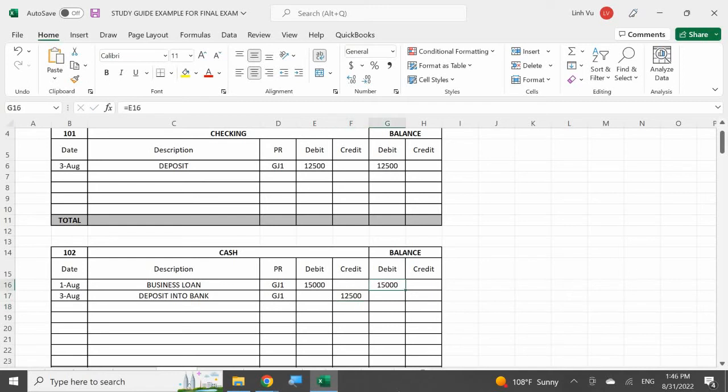So what's my account balance going to be now in my cash account? $2,500. Right? So in this case, formula, right? Whichever one that you use, whether you use Excel or not, we're going to subtract 12,500 from my 15,000. So I should have 2,500 left. Okay.